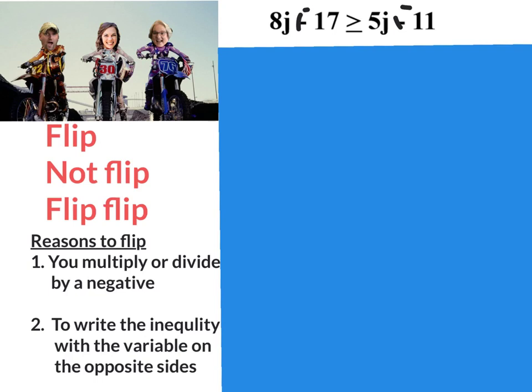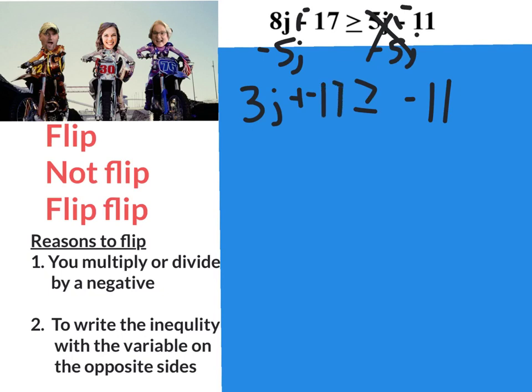So I'm going to subtract one set of variables. And when I'm dealing with an inequality, I always know I want my variable on the left-hand side anyway, so I'm going to subtract 5j from both sides. Those cancel out, and I'm left with a -11 over here. And then 8j minus 5j is 3j plus -17. So I'm now simplified. Now I can look over and determine flip, not flip, flip, flip.